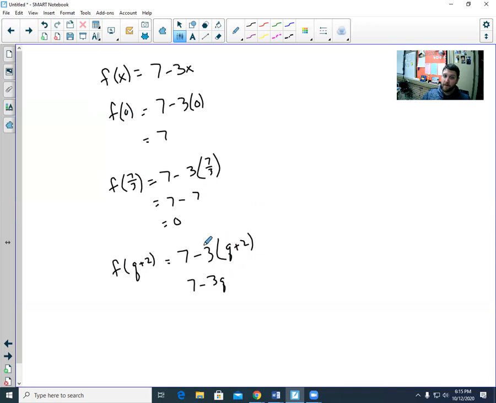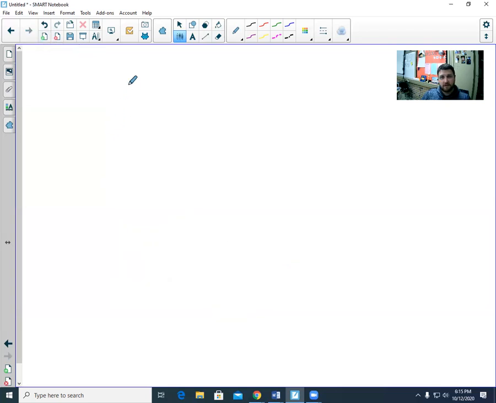And then remember, you have to distribute negatives. So negative 3 times 2 is negative 6. So then I'm going to end up with 7 minus 6 is 1. So 1 minus 3q. Okay? So that should be pretty straightforward. But I want to go through an example that's just a touch more challenging so that we understand how we can work through these in a different way.